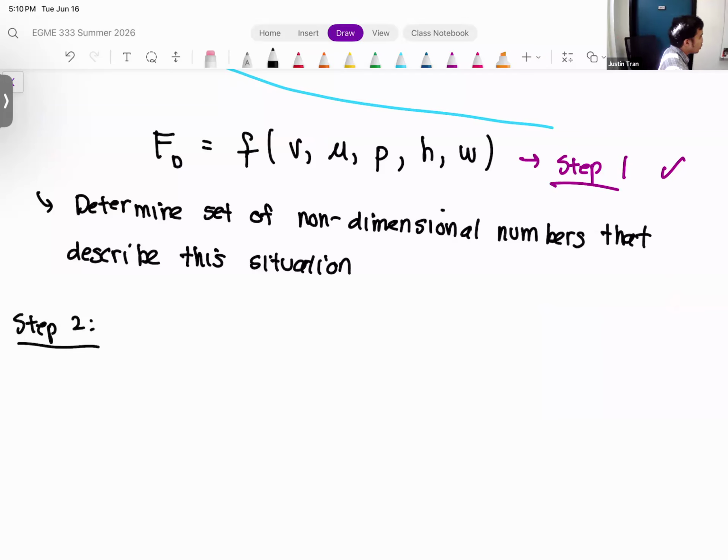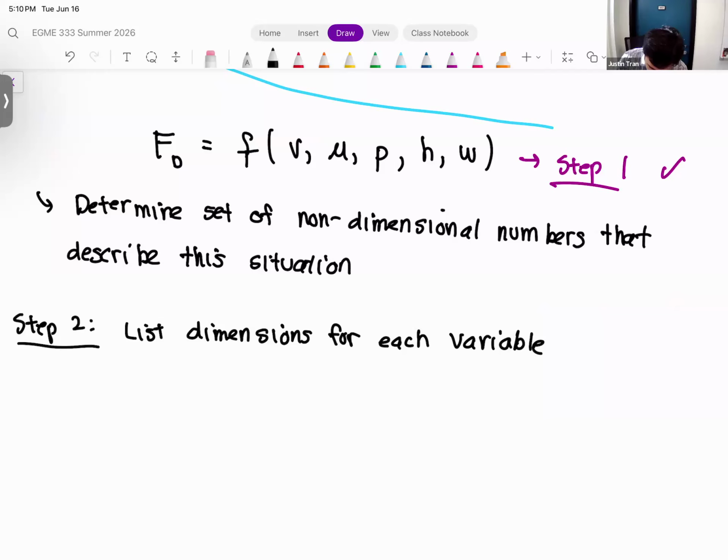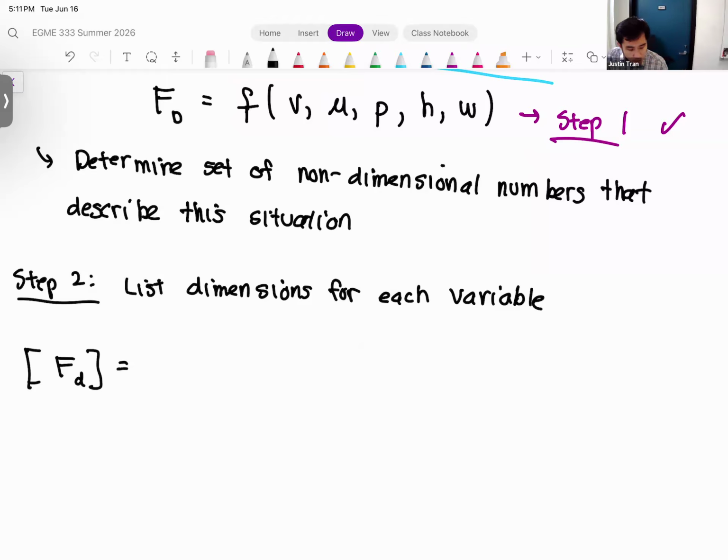Remember, for step two, we are going to list out the dimensions of each of our variables. All right, so we have 6 in this case, and so it's a little bit more. But 2 of them are just length, and so it's not too bad. Okay, so let's just go one by one. So first we have a force. The dimensions for F_D here, and we're going to choose to be in the MLT dimension system. If you feel more comfortable in the FLT system, that's fine as well, but I just prefer MLT.